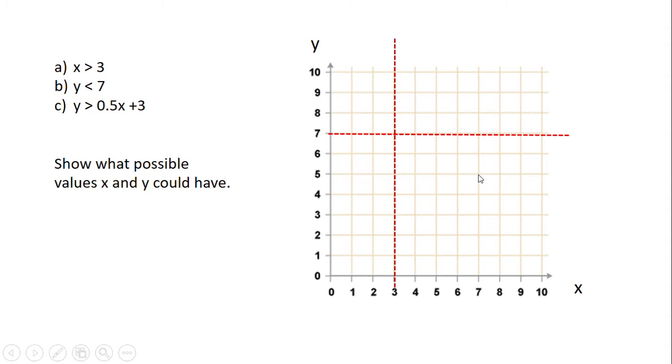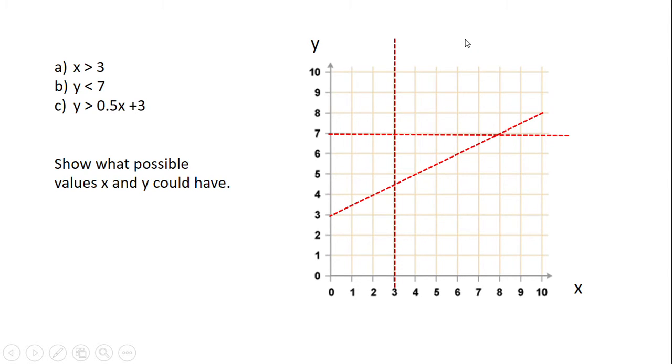Okay. y is greater than 0.5x plus 3. So the first thing we do is we draw the line y equals 0.5x plus 3. And that's going to have a y-intercept of 3. It's going to have a gradient of half. So this is the line y equals 0.5x plus 3. If we want y to be greater than 0.5x plus 3, we want the area above the line.